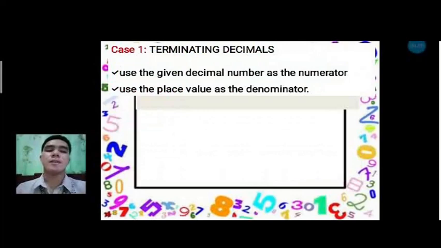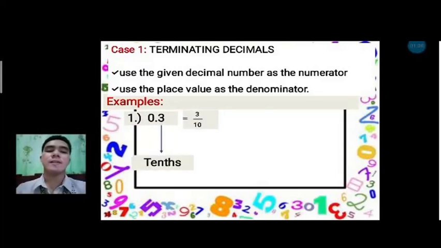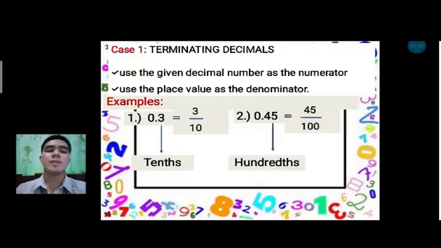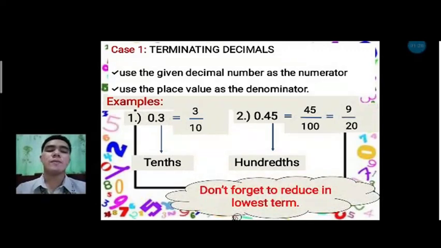Example, like the example a while ago, we have 0.3 or 3/10. We get the given decimal 3, then the place value 10. Same goes with 0.45 or 45 hundredths. Numerator is 45 and denominator is 100. So 45 over 100 is 9 over 20 in lowest term.